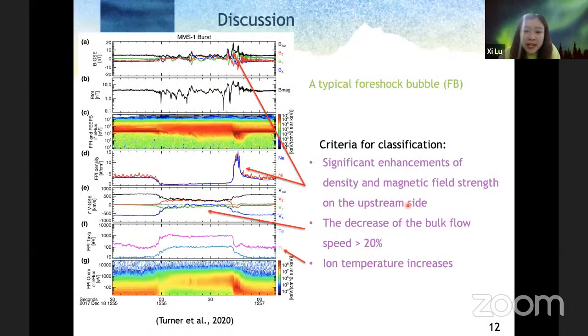Foreshock bubble is a structure that has shock-like edges on the upstream side, and they have a significant flow deflection as well.